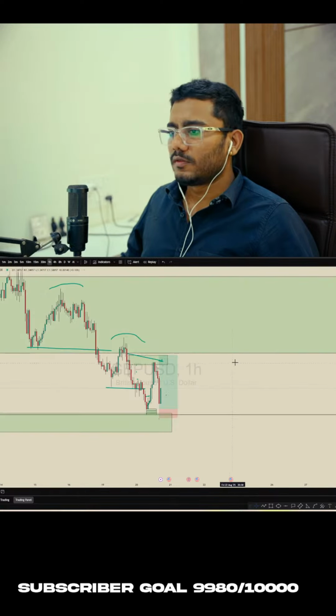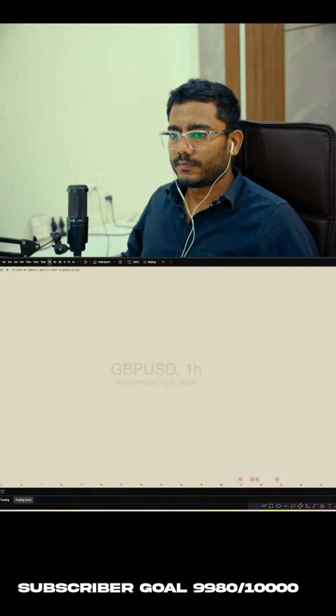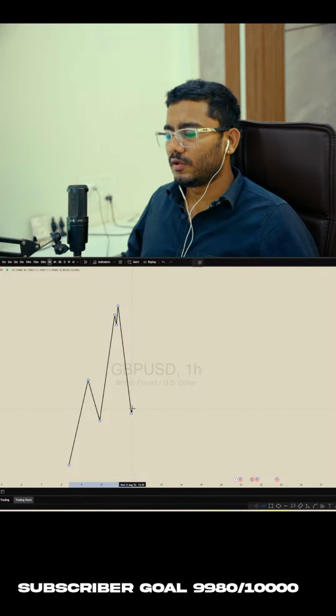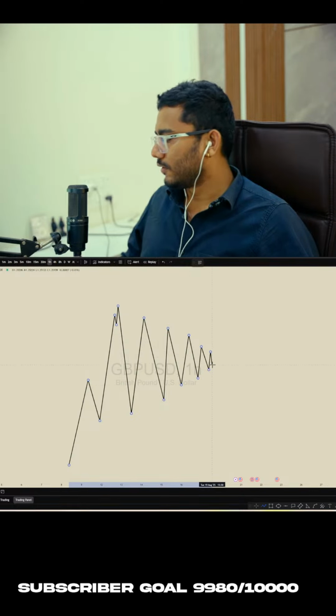Okay, this is GBPUSD only. Price is creating structure like this, where it's going to the upside. It has created this order block. Again, price has created an order block over here, and it's going to the downside. So it's very hard to tell from where price can continue.